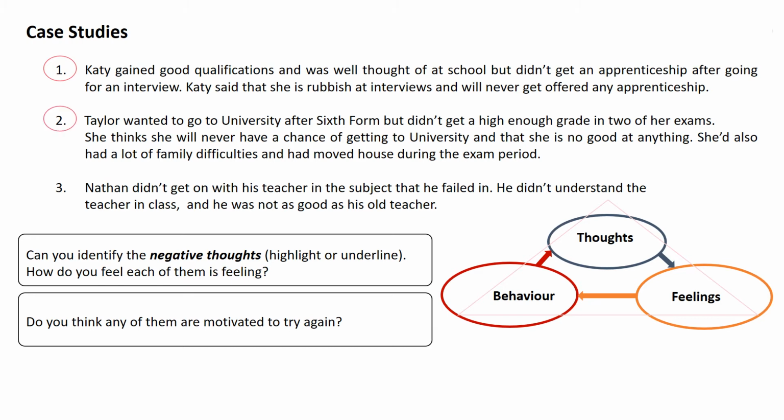Case study 2. Taylor wanted to go to university after 6th form, but didn't get a high enough grade in 2 of her exams. She thinks she will never have a chance of getting to university and that she is no good at anything. She'd also had a lot of family difficulties and had moved house during the exam period. In case study 3. Nathan didn't get on with his teacher in the subject that he failed in. He didn't understand the teacher in class and he was not as good as his old teacher.